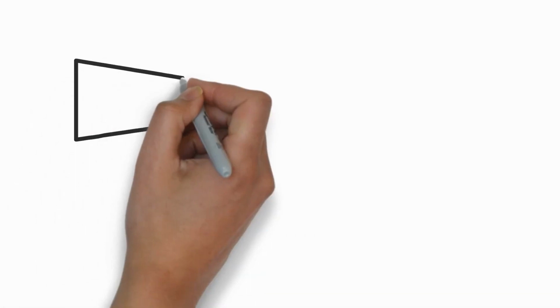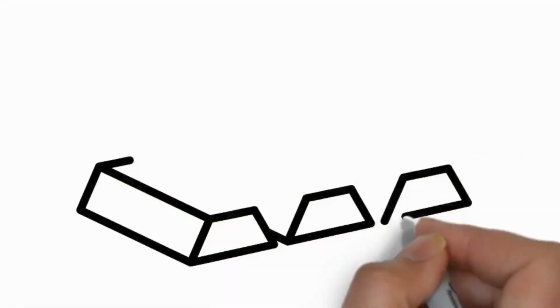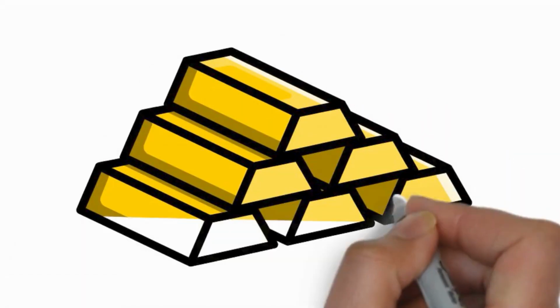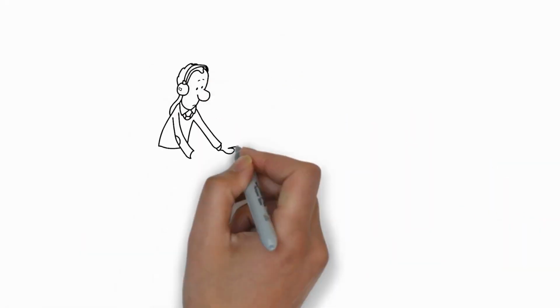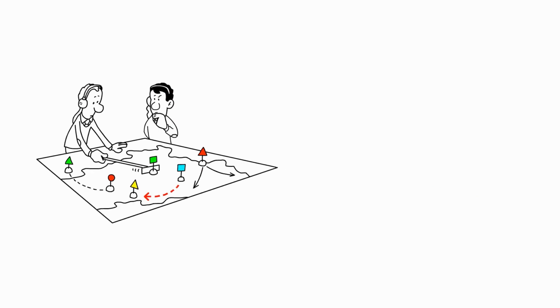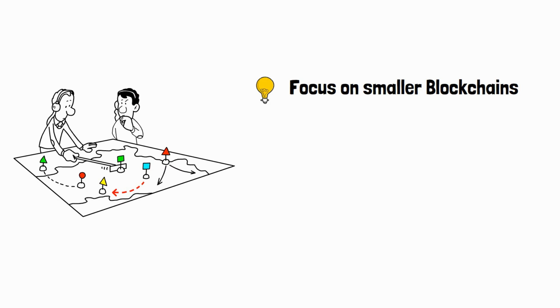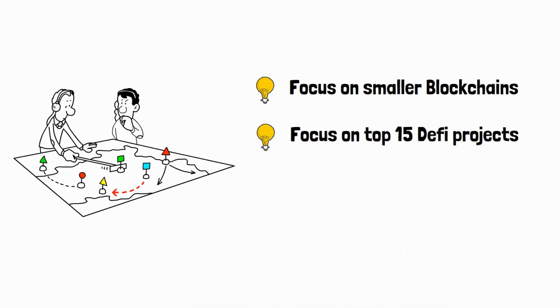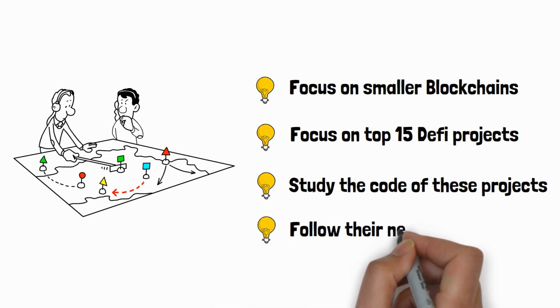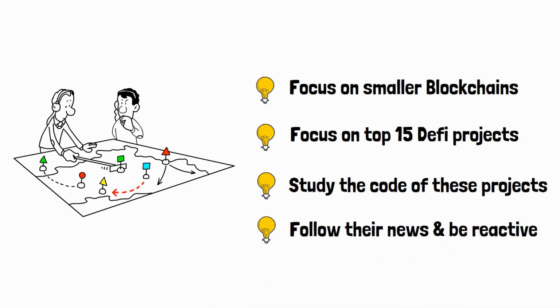I already have a ton of videos about flash loans on my channel, so I'm not going to go into the details. But if you want to know more, you can check out this playlist. But the point is that you can get the capital you need to run MEV trading bots. To be successful with MEV trading bots, you need a good strategy. As a solo searcher, you should focus on blockchains other than Ethereum, such as Binance Smart Chain or Polygon. That's because there is less competition there. On the blockchain you choose, focus on the top 15 DeFi projects. Study the code of these projects, follow their news, and be very reactive when they roll out a new update. You might be the first one to pick up on a new opportunity.